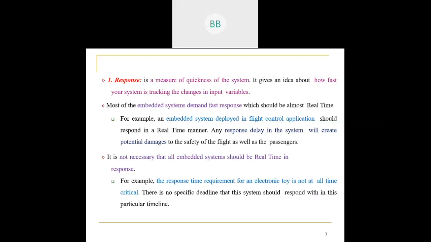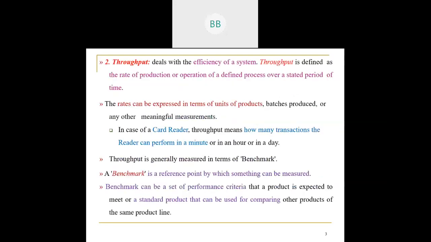There are some applications that are not time critical and need not respond instantly. For example, electronic toys. Such types of applications are called non-real-time applications. The second type of operational attribute is throughput. Throughput describes the efficiency of the system. That is, how fast the system works.